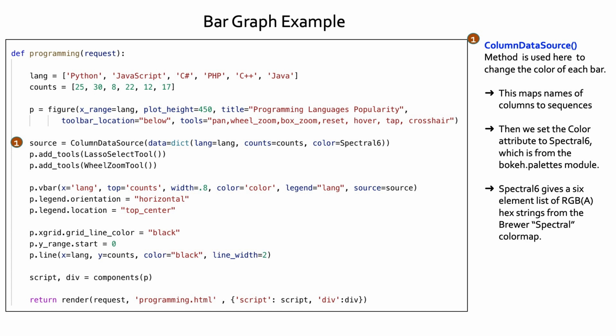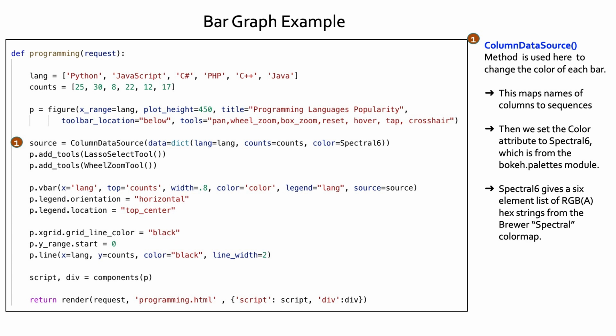And then x equals lang. We need top. Top equals our counts. And then width 0.8. That's the width of the actual bars themselves. You'll see that. Color equals color. Legend, we're making the legend be equal to lang, to the elements in that list. And source is going to equal source. And what is source but the ColumnDataSource, that method that we just talked about.